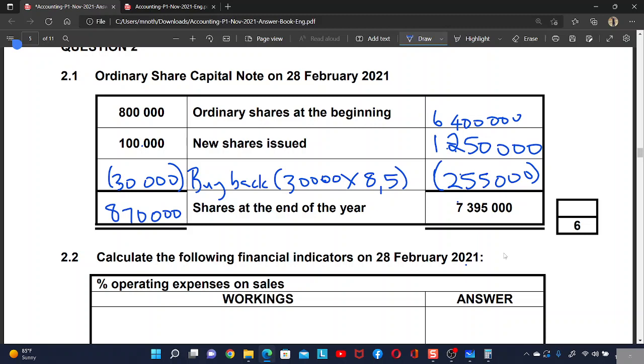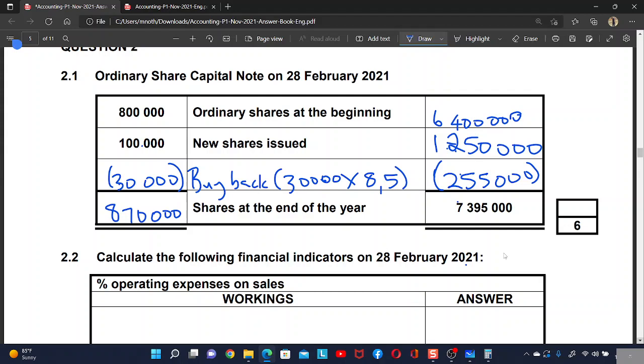So remember, to get the shares at the end, we say balance at the beginning plus new shares issued minus the buyback, then you get the shares at the end of the year. So that is why we added this 255. Then we subtracted this because we were reversing this. So we also call this the shares repurchased, the buyback shares.